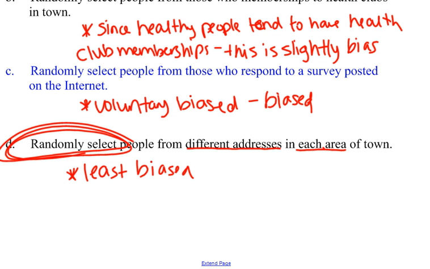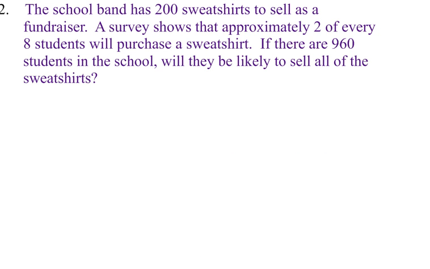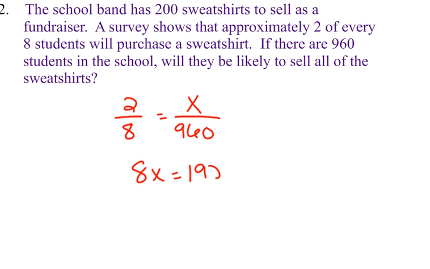And then the last one we're going to do together. A school band has 200 sweatshirts to sell as a fundraiser. The survey shows that approximately 2 out of every 8 students purchase a sweatshirt. If there are 960 students in the school, will they be likely to sell all of the shirts? So of the 960 students, they're wondering how many would purchase a sweatshirt. So I set that up knowing that 2 out of 8 tend to buy one. I'd cross multiply: 8x equals 1920. When I divide by 8, I get 240.